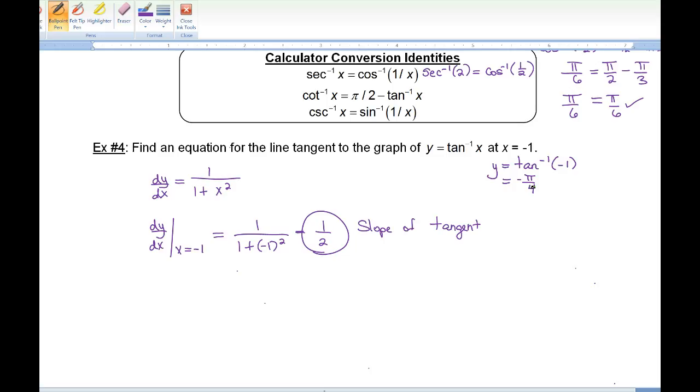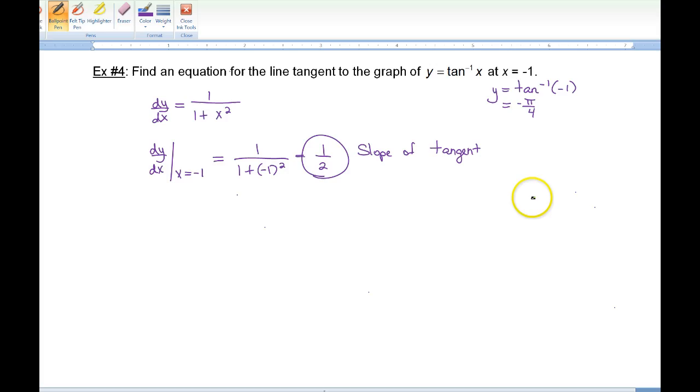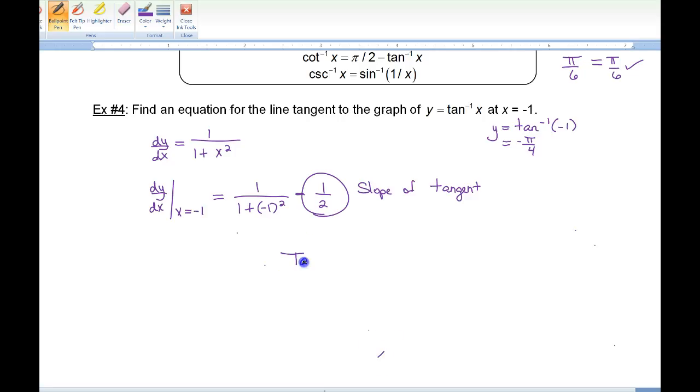My calculator just gave me the negative one. Your calculator will automatically give you the -pi over 4, so the correct one. The calculator automatically makes the function 1 to 1, so it'll give you the correct answer. So what's our tangent line? y plus pi over 4 equals 1/2 times x plus 1.